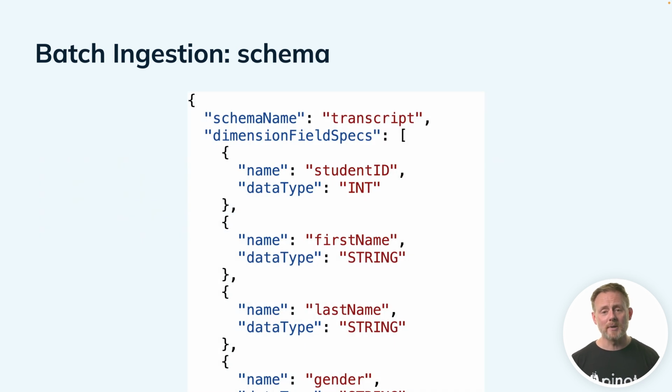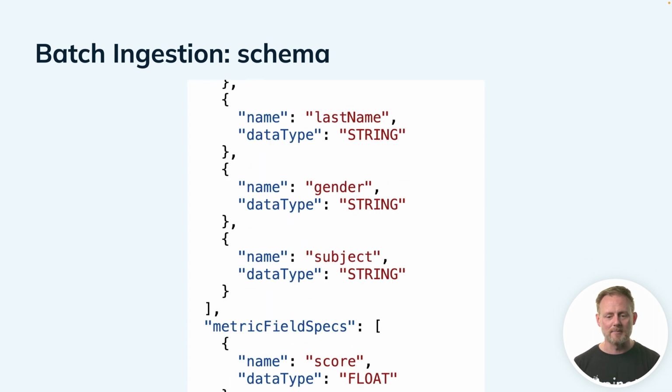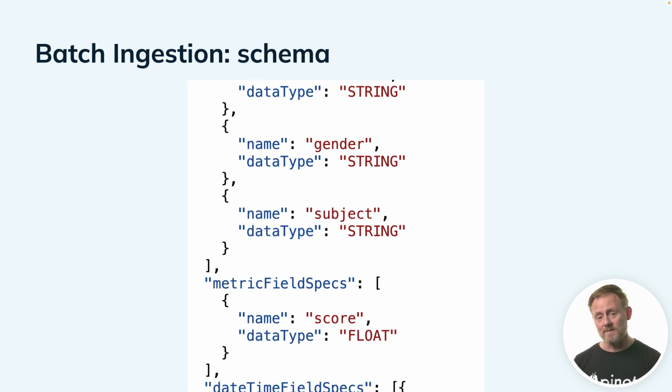You'd begin by creating a schema. This is not an exhaustive study of the schema file format, but I want you to wrap your eyes around it and see what it looks like. You give it a name, you give it dimension field specs: student ID, first name, last name, which all have data types, and metric field specs. In this case, the metric is score, and that's of type float.